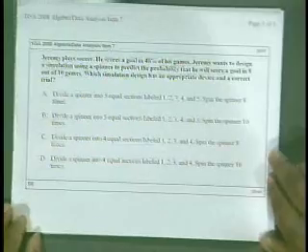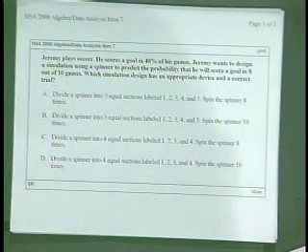Our first problem involves our friend Jeremy. Jeremy plays soccer. He scores a goal in 40% of his games. Jeremy wants to design a simulation using a spinner to predict the probability that he will score a goal in 8 out of 10 games. Which simulation design has an appropriate device and a correct trial?